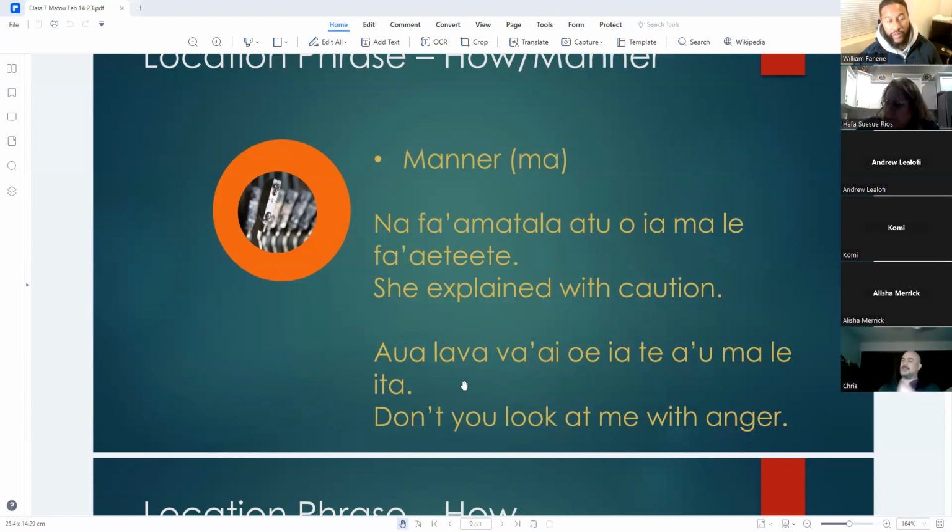All right. And here's another one. Awa lava va'aioi yatea'u. So don't look at me. Don't you look at me. You know, yatea'u, to me. So this is a location. Yatea'u, to me. And then here's another location. So it doesn't have to be just one location phrase. We actually have two of them. So we have ya tea'u. So don't, and then look. So our action is look, and then don't you look to me, ya tea'u, and then with the anger. Don't look at me with the anger. All right. And this is the manner in which you did it.